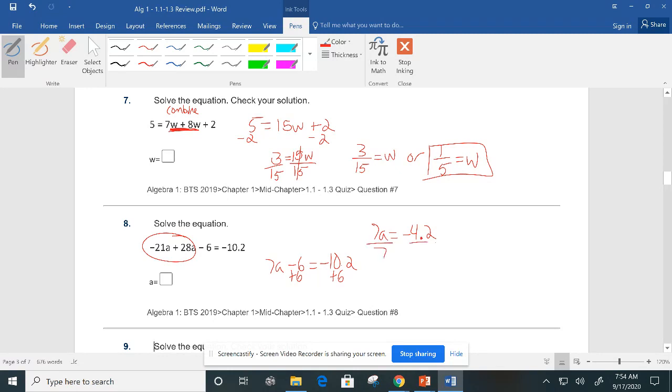And then we're going to divide both sides by 7. When we do that, we can leave our answer here as a decimal. Negative 4.2 divided by 7 is going to get us negative 0.6 as a final answer.